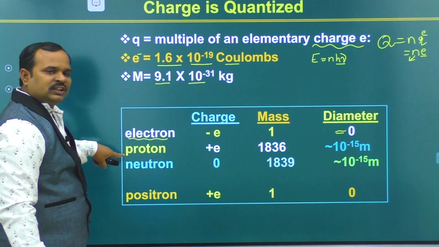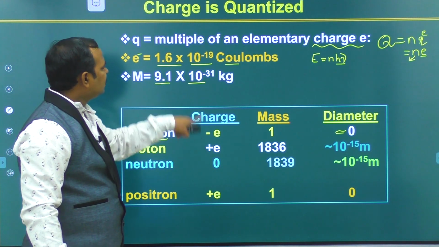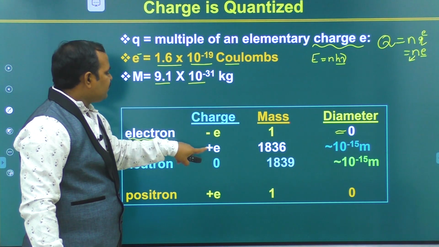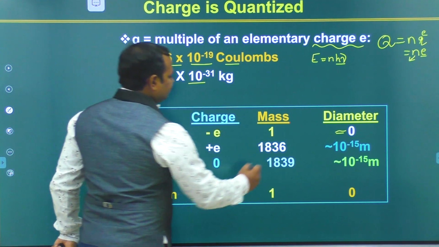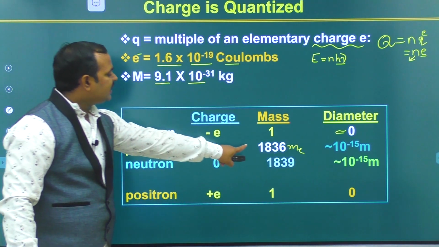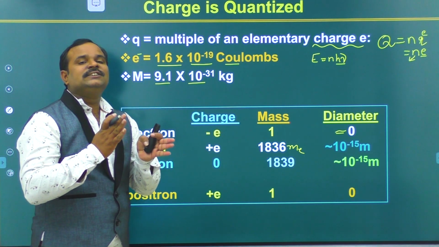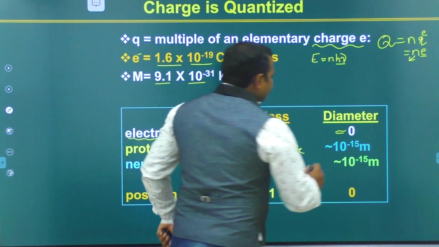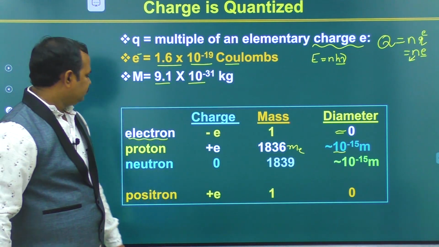Now, when you see the proton, the proton has a positive charge, positive electron charge, that means equal to the charge of electron, but with the positive side. And the mass is 1836 times the mass of the electron. That means you can imagine the proton size is too large compared to the electron. And the diameter of the proton is approximately 10 power minus 15 meters, that is 1 fermi.